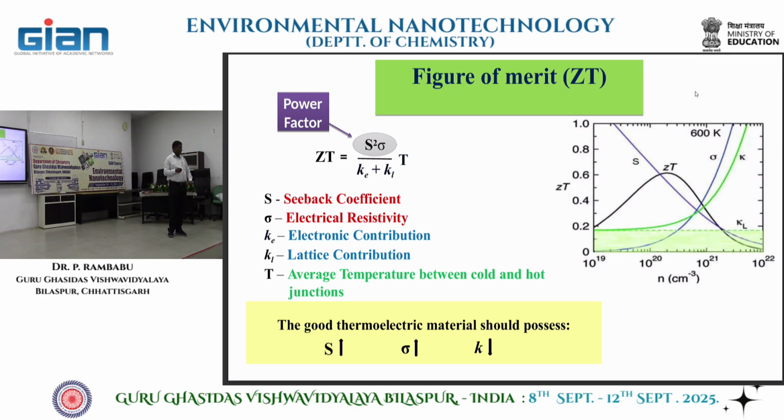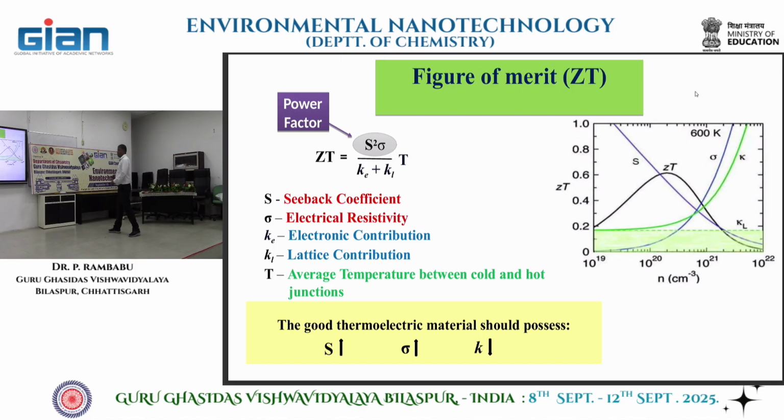It is given by the formula ZT equal to S square sigma T by total thermal conductivity Ke plus Kl, where Ke is the electronic part of the thermal conductivity, Kl is the lattice part of the thermal conductivity. S square sigma is known as the power factor, where capital S is the Seebeck coefficient. We have seen that already. Sigma is the electrical conductivity and T is the absolute temperature between hot and cold junctions.